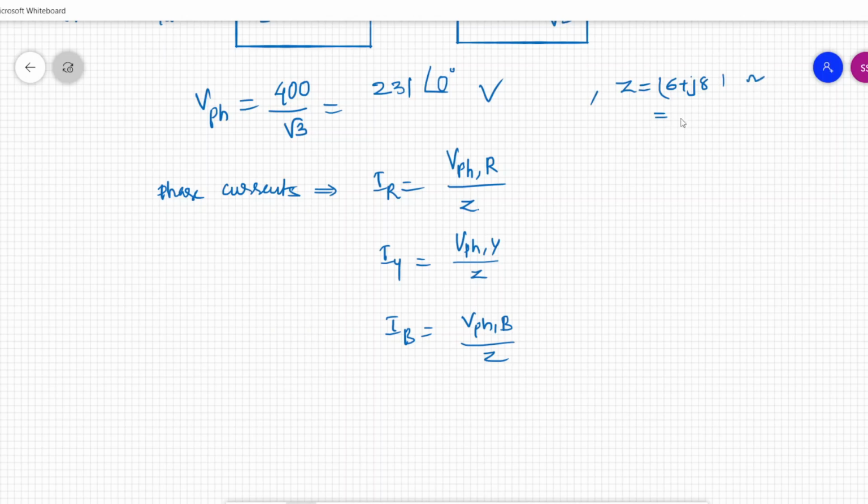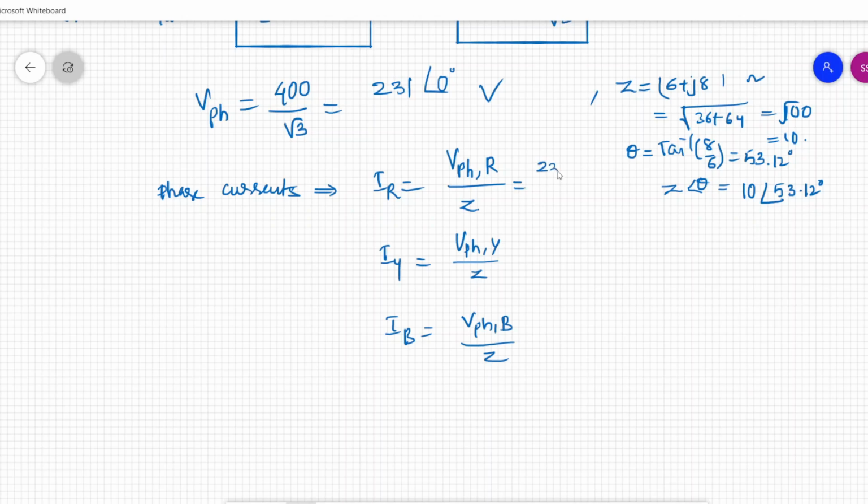If you find the magnitude, that will be the square root of 36 plus 64, which is around the square root of 100, that equals 10. And if you find the angle theta, tan inverse of 8 by 6, that will be around 53.12 degrees. So the magnitude and phase angle of our impedance are 10 at an angle of 53.12 degrees. Now let us substitute the value of voltage and impedance here, that is 231 at an angle of 0 degrees by 10 at an angle of 53.12 degrees.